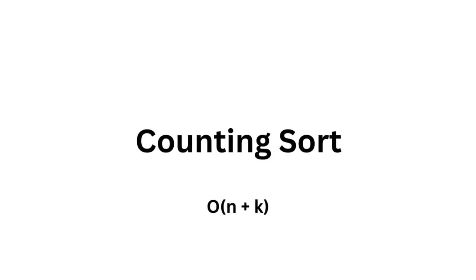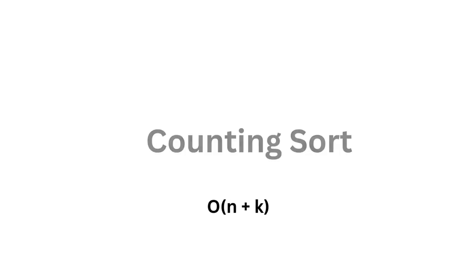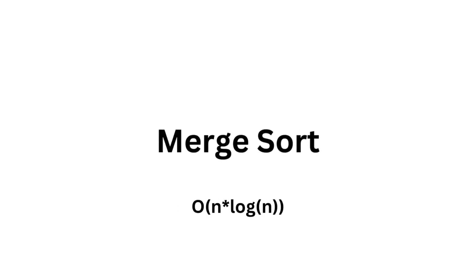Here is the counting sort time complexity. Similar to bucket sort's best case scenario, however, it's most efficient when the range of input values is small. Here is the merge sort time complexity, making it efficient for general cases but potentially slower than bucket sort in scenarios where elements are evenly distributed.